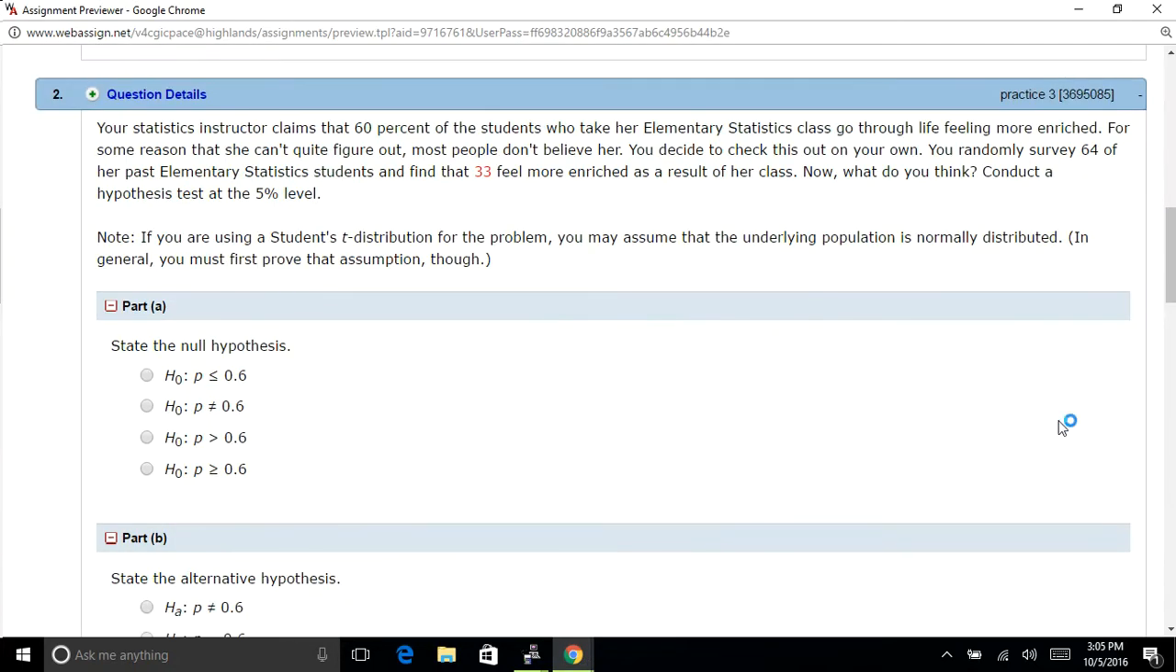Hi, we're going to keep going. And now we're going to work on proportion tests. So this is the number 2 in the practice problems for chapter 9. So let's look at it.